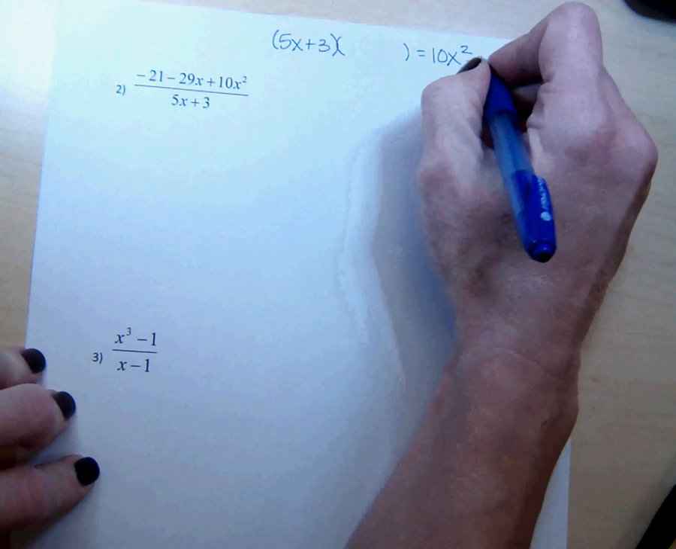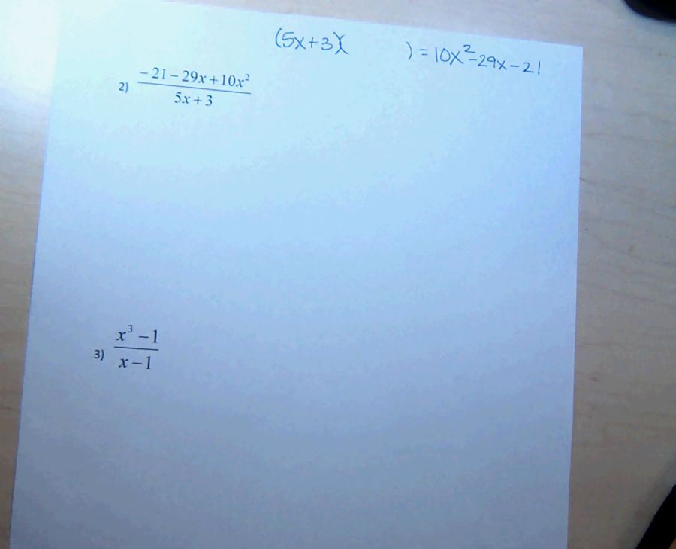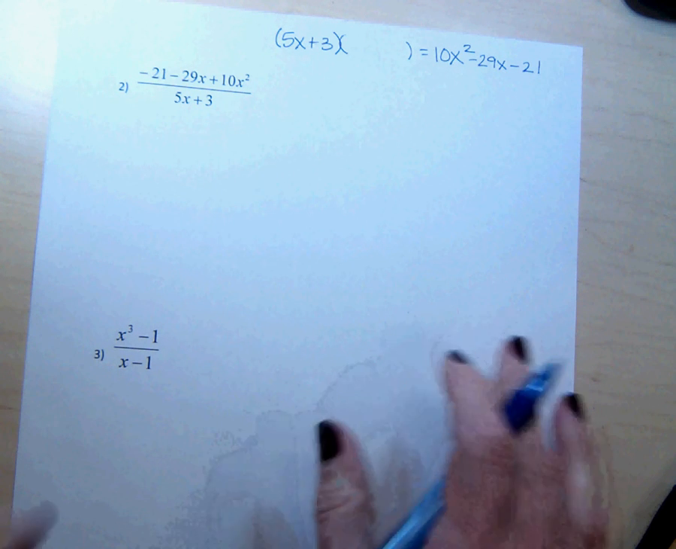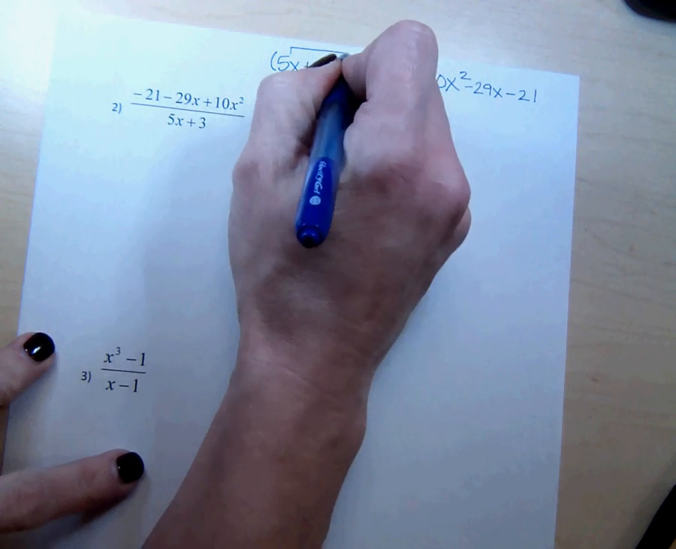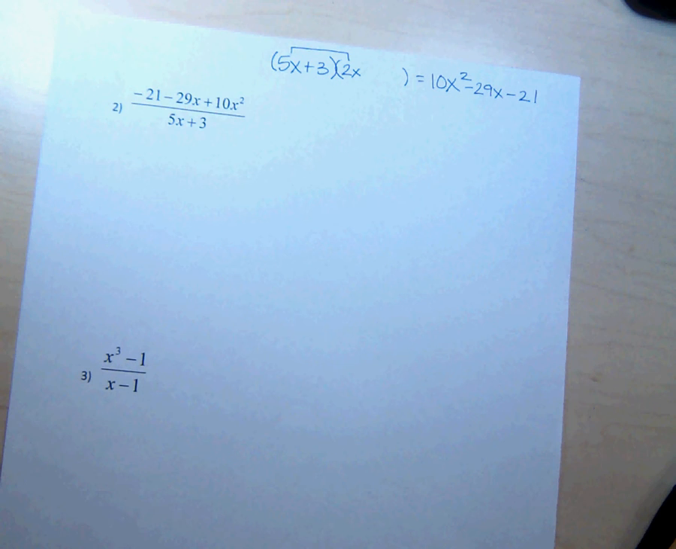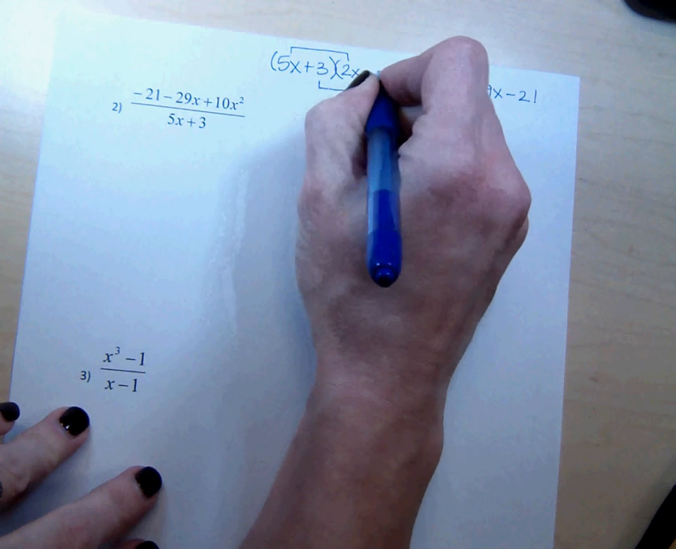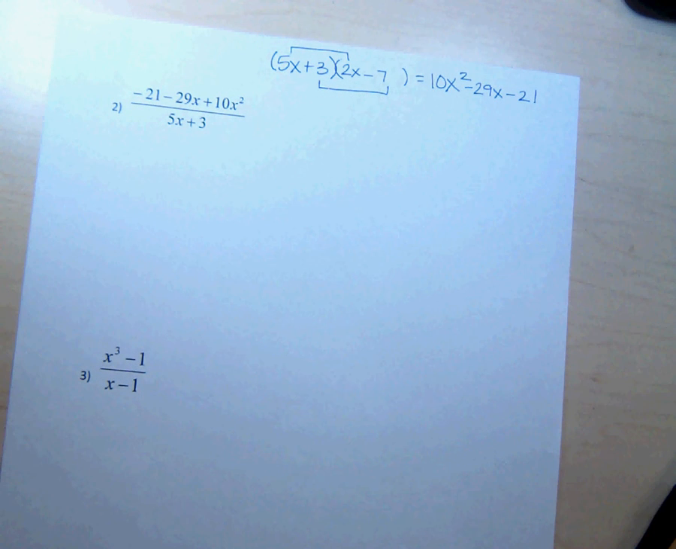So 10x squared would come first, minus 29x minus 21. Okay, and then you would just see what would go in the blanks. So if you think about my first two, the only way to get 10x squared is if I have a 2x right there. 5 times 2 is 10, x times x is x squared. And then I need this to come out to be minus 21, so that has to be a minus 7. And then we would just check the inside and the outside to make sure we get minus 29x.